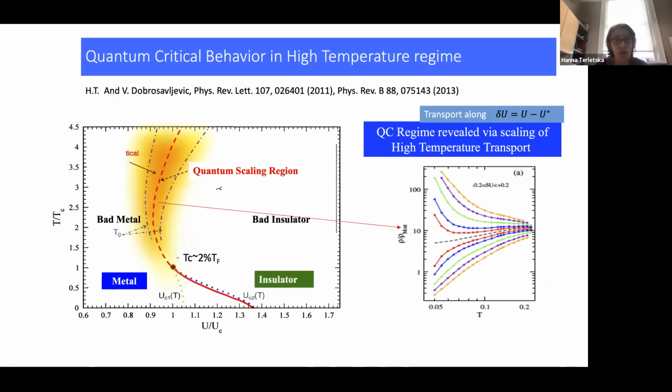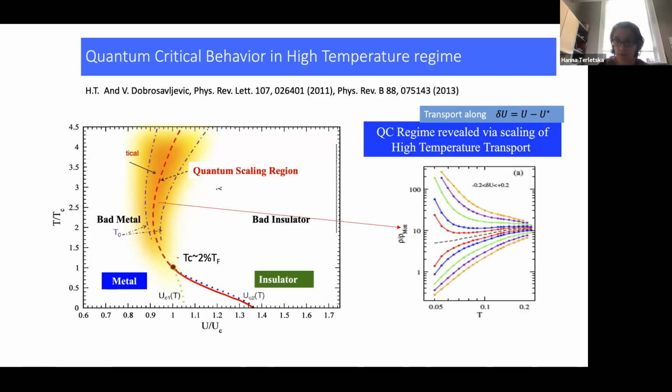Okay, I will just quickly highlight and describe this. What we have done with Vlad, we explored not only the lower temperature regime of the phase diagram, we also looked at the higher temperature regime. That was driven by the motivation that the critical temperature TC of the second order critical point is very small, only 2% of the Fermi energy. So we were interested if there is anything else in this high temperature regime, and in particular, we were looking for some evidence of some hidden quantum critical behavior in the system.